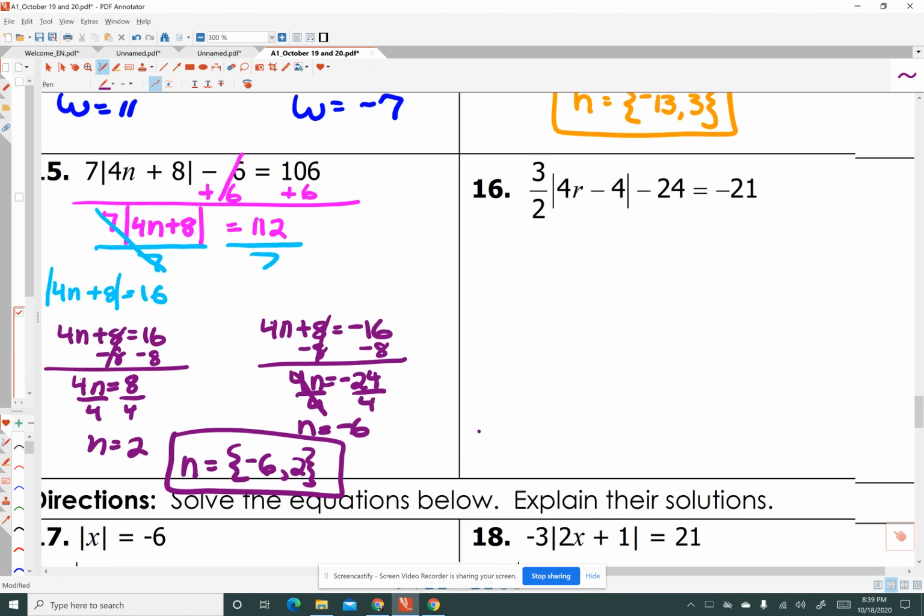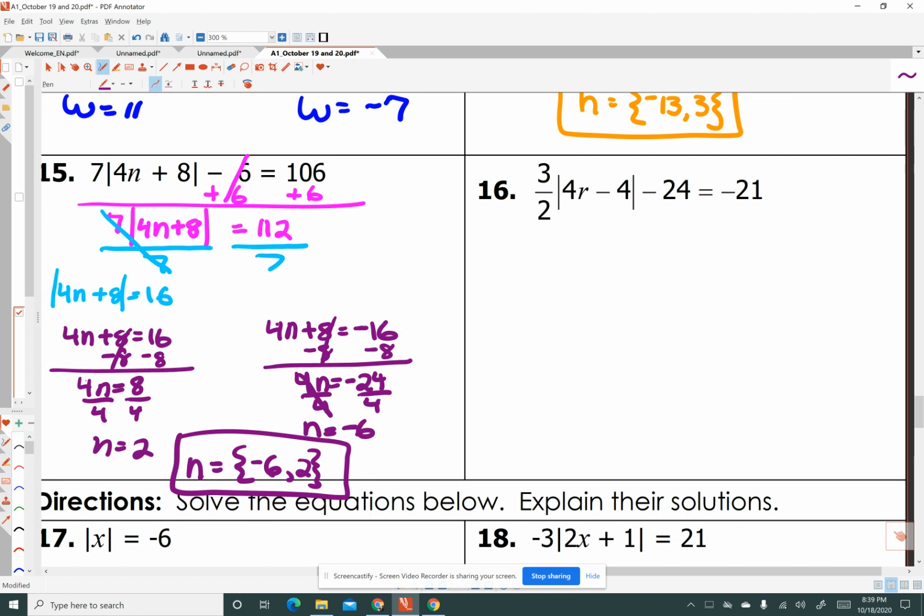And number 16, we have a fraction. We're not afraid of fractions. First thing we want to do is add 24 to both sides of the equation. Three halves times the absolute value of 4r minus 4. Remember, we do not distribute over absolute value, equals negative 21 plus 24 equals 3. Now we need to divide both sides by 3 halves.